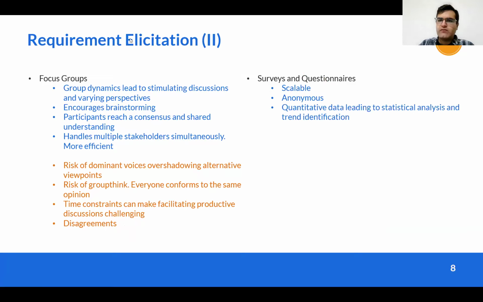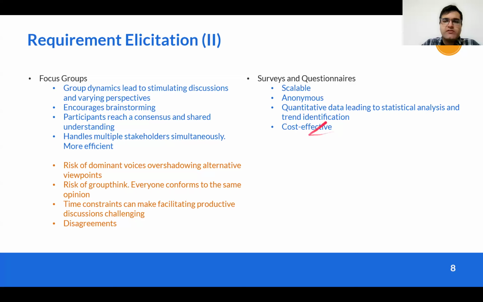Okay, and surveys is where you get your quantitative data, so you can look at trends, you can make statistical analysis. You can divide by age groups, see that, okay, this age group thinks this, and so on, and make your decisions based on that.